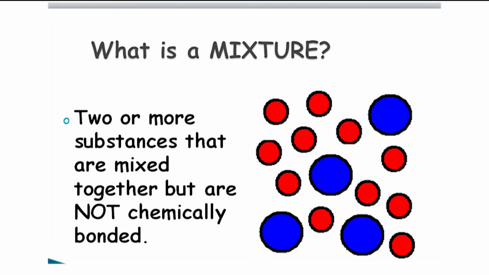What is a mixture? A mixture is formed from two or more substances that are mixed together, but are not chemically bonded. As an example, we have water mixed with salt in salt water. So substance A, which is water, is mixed with substance B, which is salt, but there's no chemical bond between salt and water, and then salt is easily separated from water by evaporation.